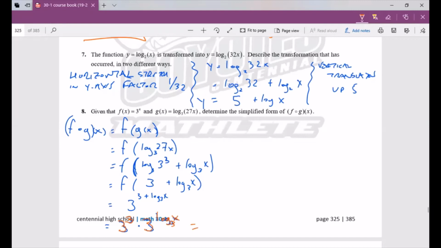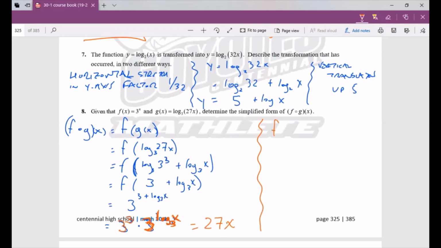That first factor is 27. And the second factor, 3 to the log x base 3. Remember back at the beginning, we kind of looked at that. If we have any number raised to the logarithm of x base that same number, this is just x. So that's pretty much it.